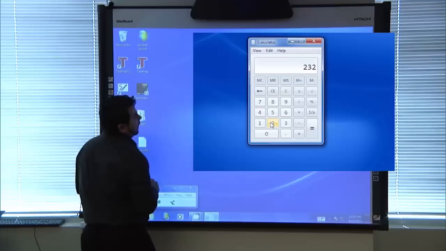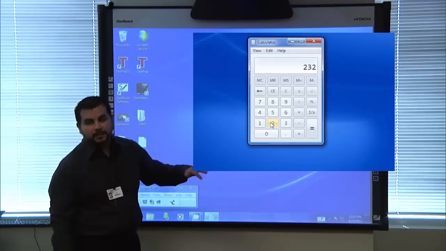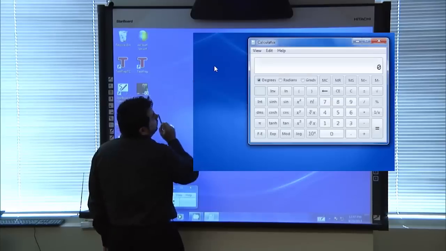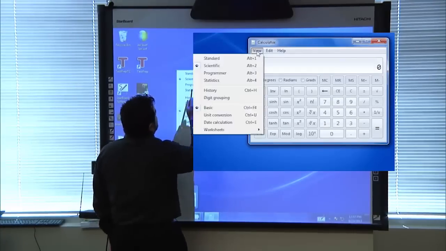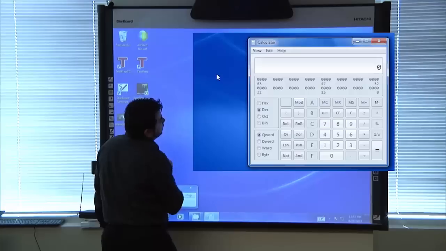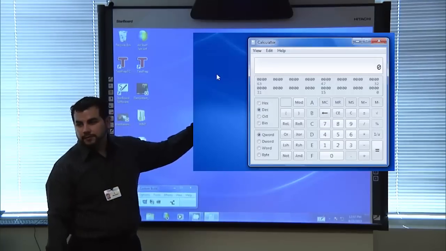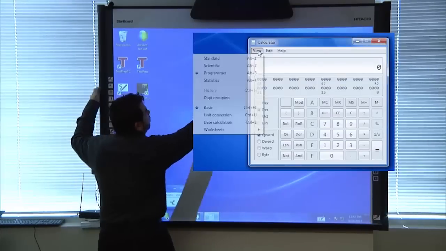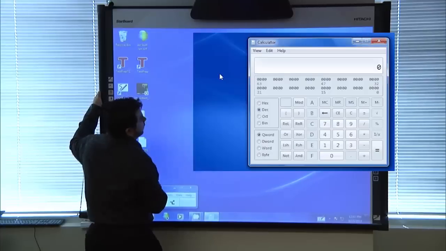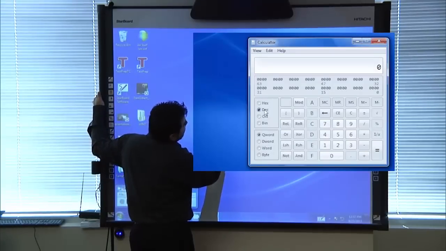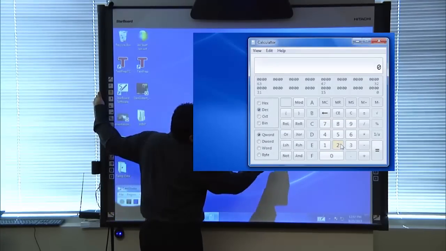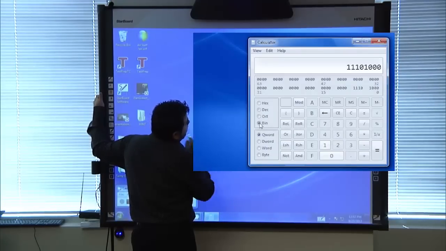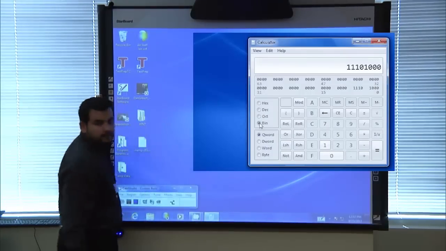There it is. And now you want to see what it looks like in binary form. First thing you've got to do is change it to programmer. There it is. Now in Windows XP there's only two views: there's scientific and then there's the standard. But in Windows 7 you've got multiple views, and you go to programmer right there. And you see that you're in decimal form. And my decimal number is 232. And I want to know what it is in binary. And there it is right there.